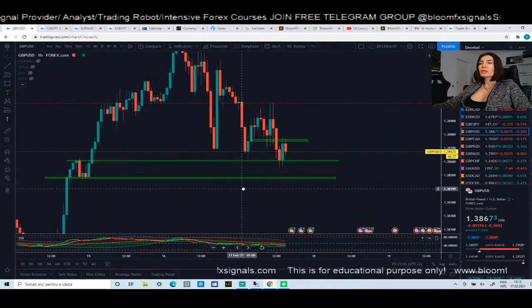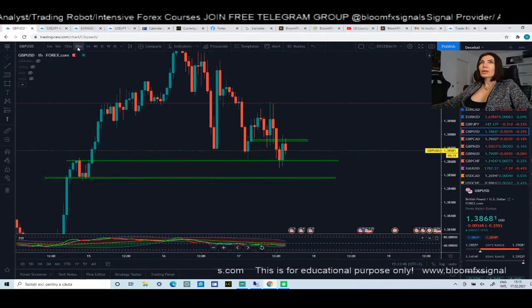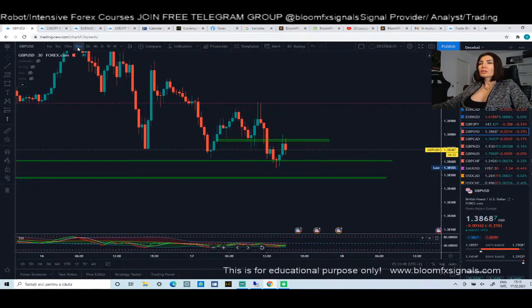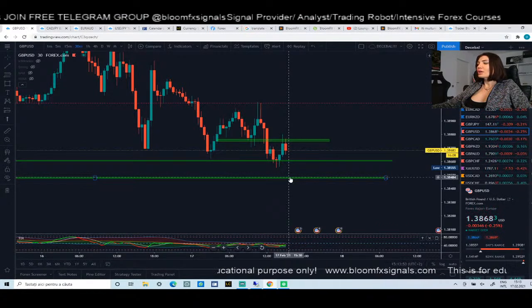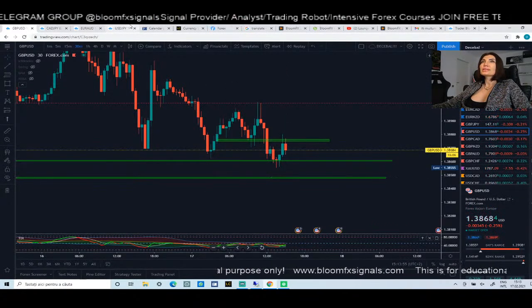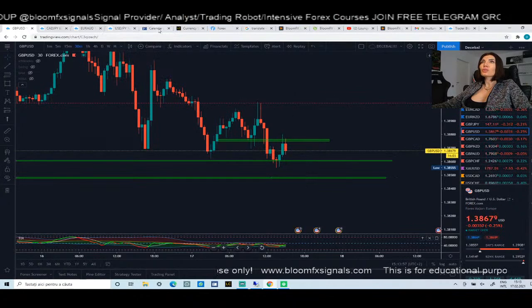Okay, so the price may come back down again to retest this area, but only if the dollar stays stronger and becomes stronger and stronger.